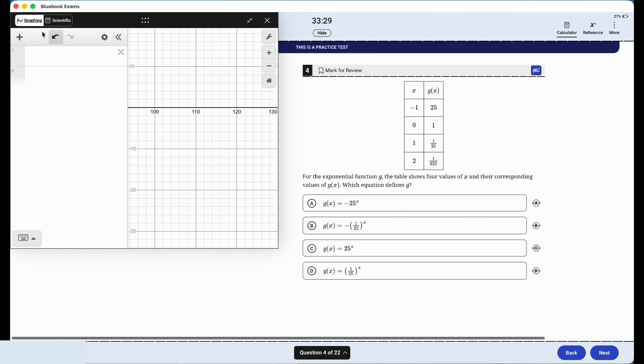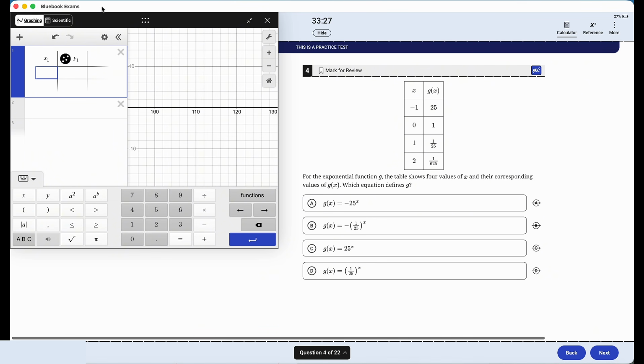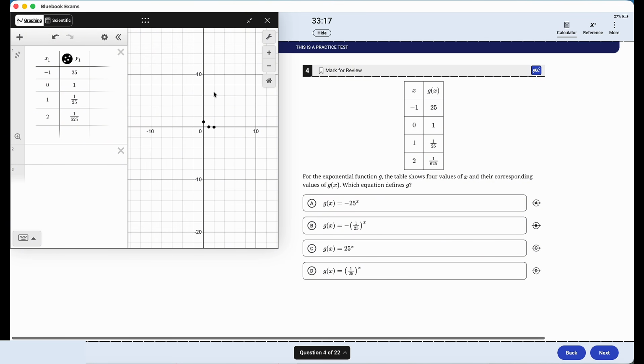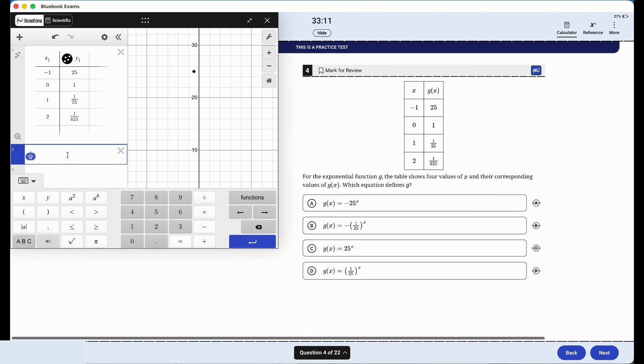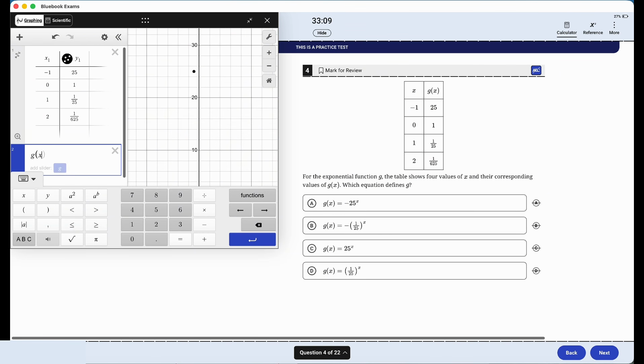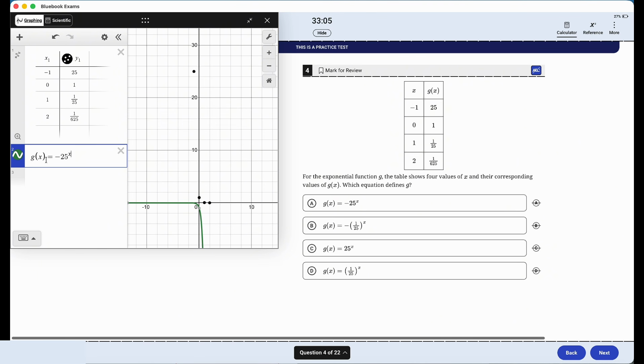This one, we got a table. There's a couple ways you could do this. I think the easiest way is just throw in a table, right? Put these points in. All right, and 2 and 1 over 625. And what we'll see is these points graphed, right? So here's our points. Now, the correct equation will just go through these points. So what I would do is put these equations in then. G of x equals negative 25 to the x. You see, this doesn't go through any of those points.